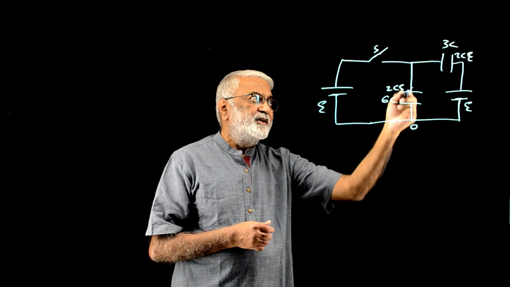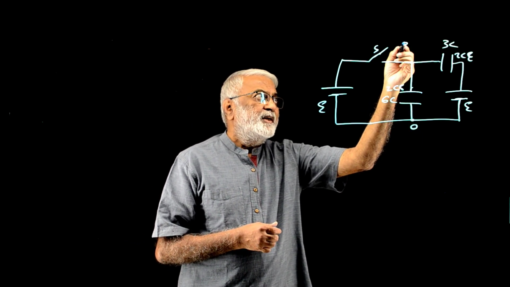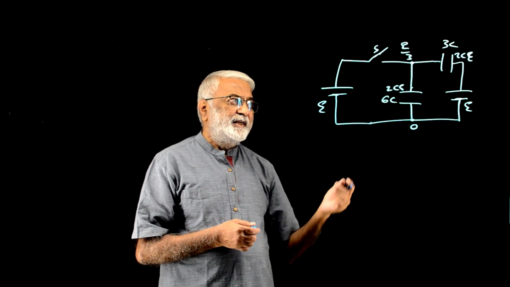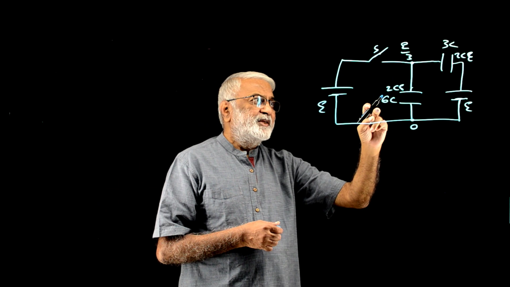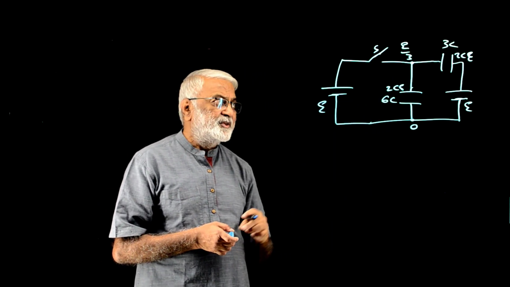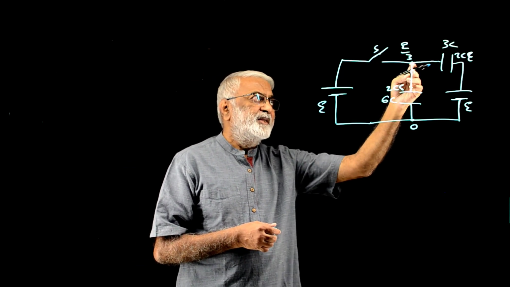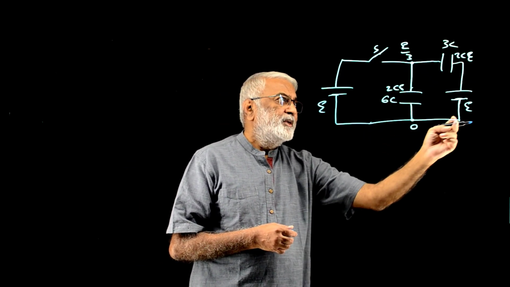So this is 0. This will be E by 3. That is the initial potential. If you wanted the charge, since the potential is E by 3 and the capacitance is 6C, 6C into E by 3 will give us the charge 2CE. Same thing here. This is 2E by 3. This is 0. So this is E.